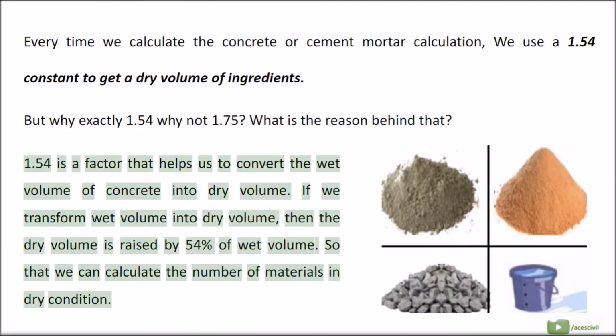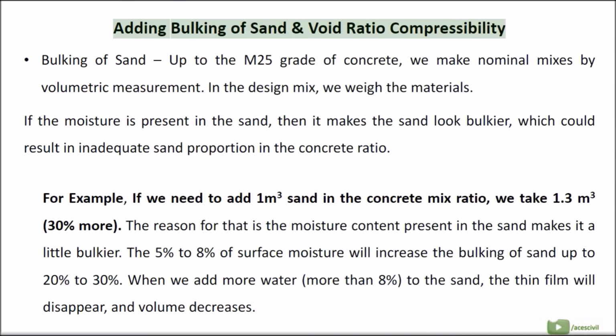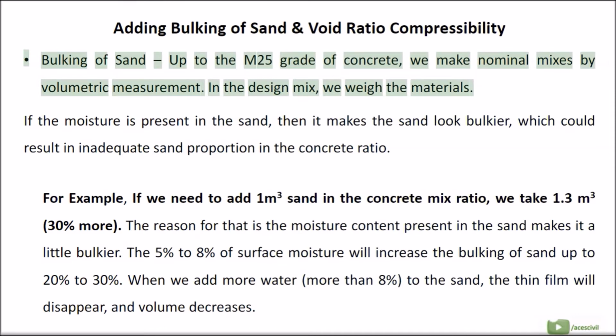1.54 is a factor that helps us to convert the wet volume of concrete into dry volume. If we transform wet volume into dry volume, then the dry volume is raised by 54% of wet volume, so that we can calculate the number of materials in dry condition. Adding bulking of sand and void ratio compressibility. Bulking of sand up to the M25 grade of concrete.